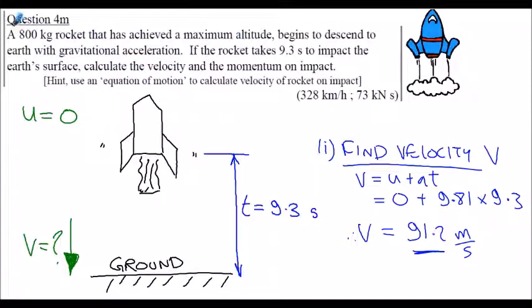So exercise 4M, solution continued. First of all, we're going to find the velocity v. I said we do that from our linear motion equation, v is equal to u plus at, and the velocity calculates to be 91.2 meters per second. So that's the velocity on impact with the ground.